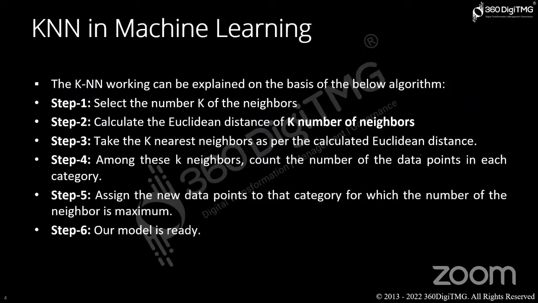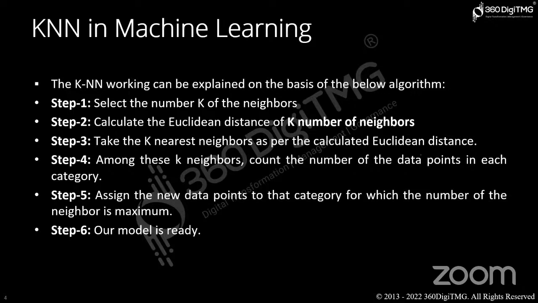So what is the procedure to implement KNN in machine learning? KNN can be explained on the basis of the below algorithm. So this is the algorithm mentioned. In step 1, we select the number K of neighbors. K stands for the number of neighbors. By default it will be 1, 3, 5, 7 and so on.